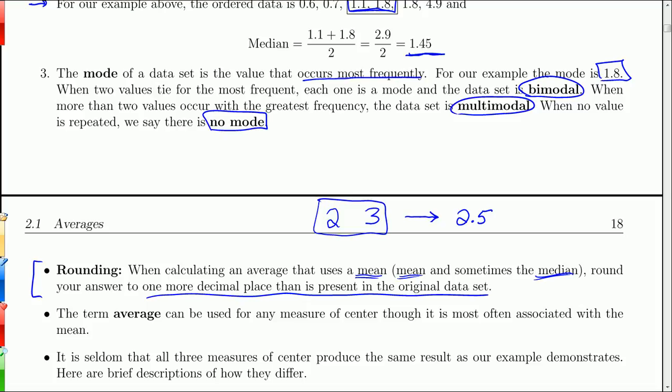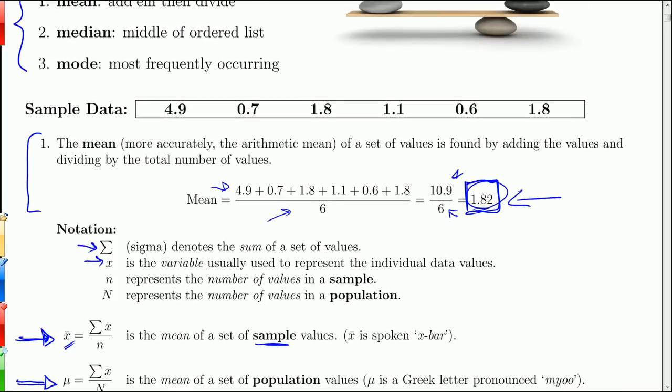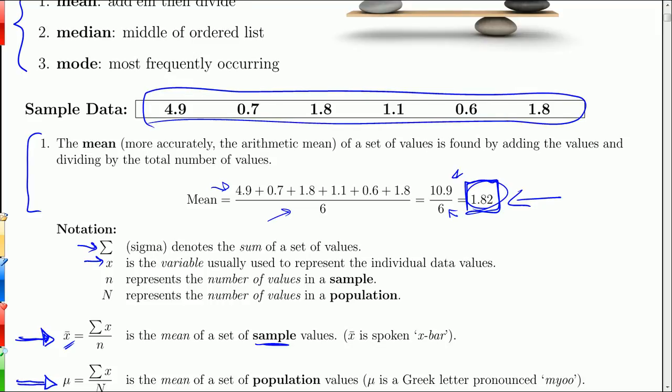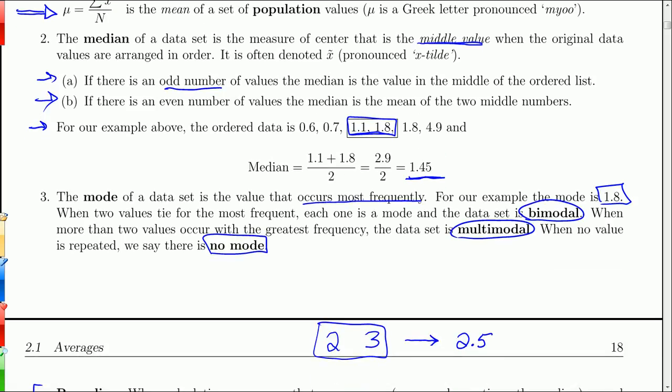And in this case, for our data in the example, there were no whole numbers. They had one decimal place. And so when we rounded the answer for the mean, we went to 2 decimal places, right? The data is 1 decimal place, and the mean 2 decimal places. Always one more than the raw data. Okay, so that's the rounding rule.